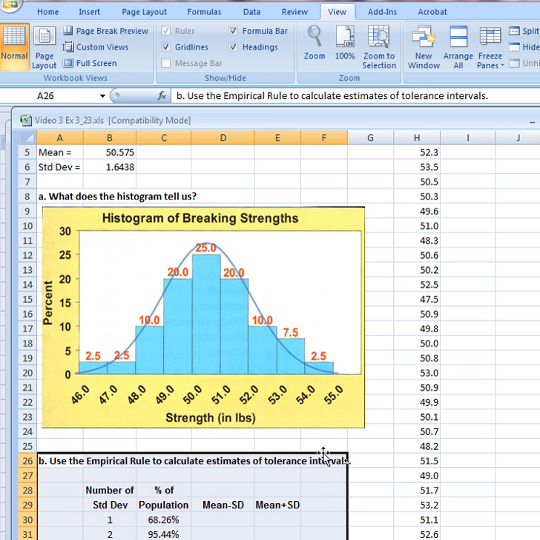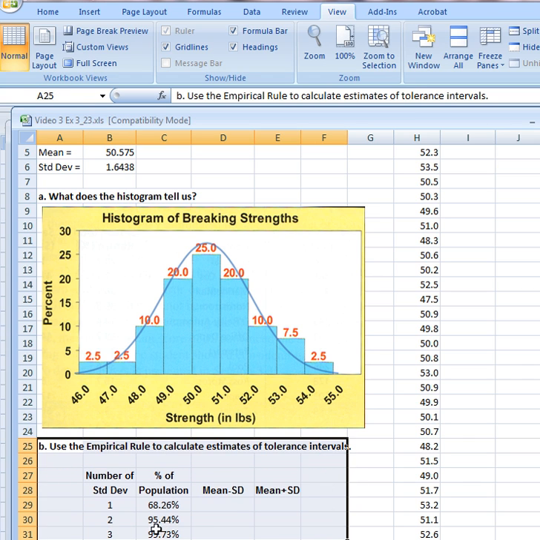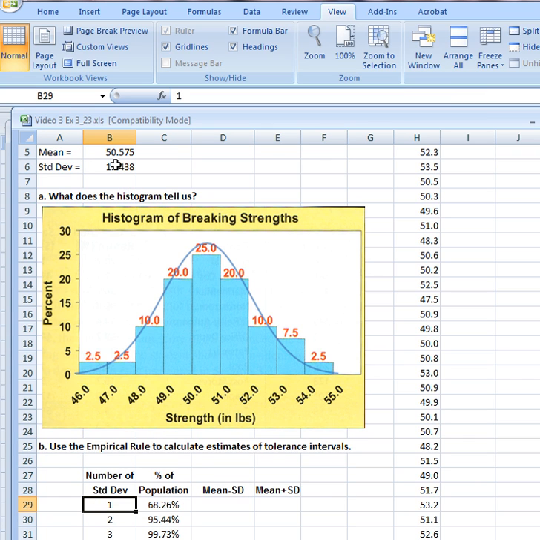What percentage of the bags would fall within one standard deviation of the mean? That is from 50.57 minus 1.64 to 50.57 plus 1.64. Well, the way the normal distribution curve works, the way the empirical rule works, we can be assured that 68.26% of all bags that we might sample in the future will fall in that range. So let's calculate that just for fun.